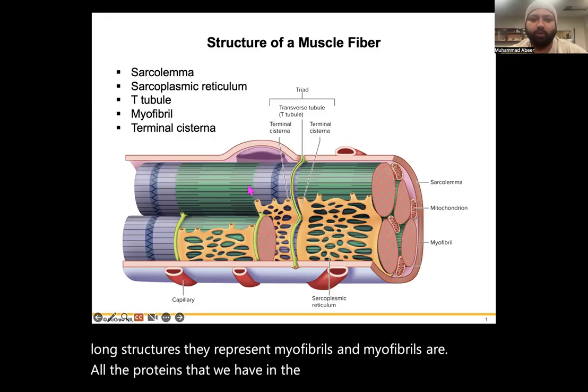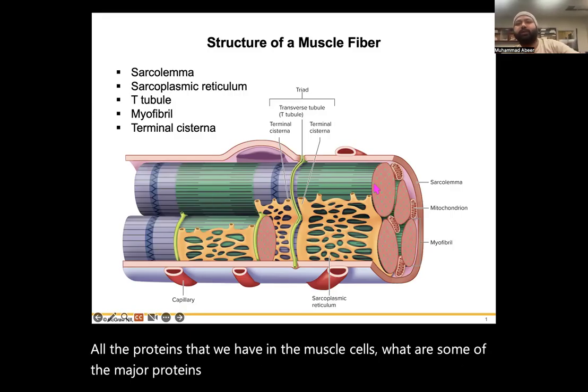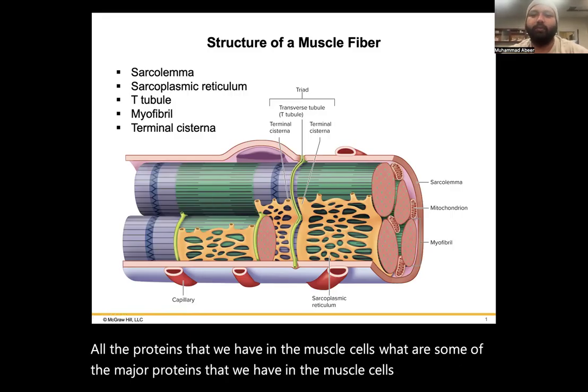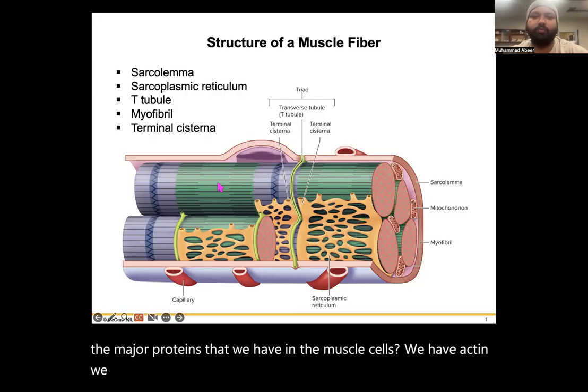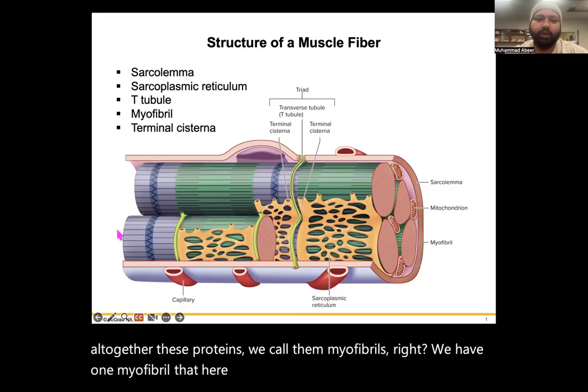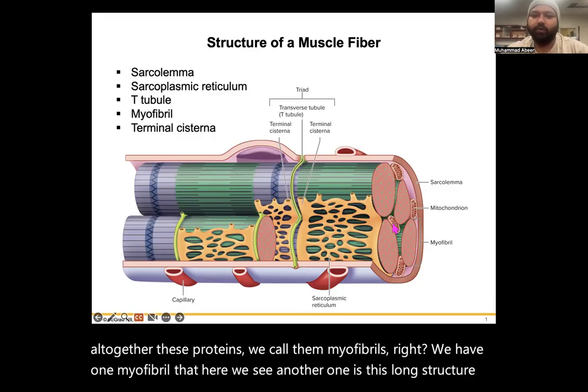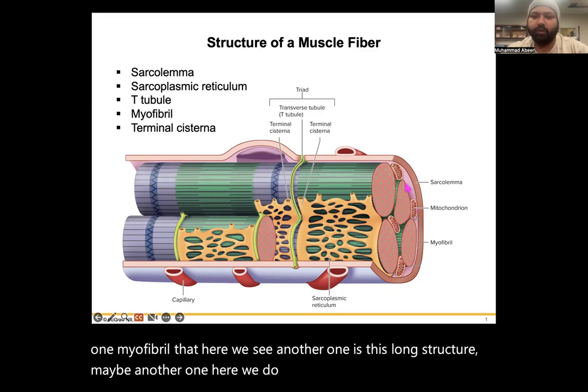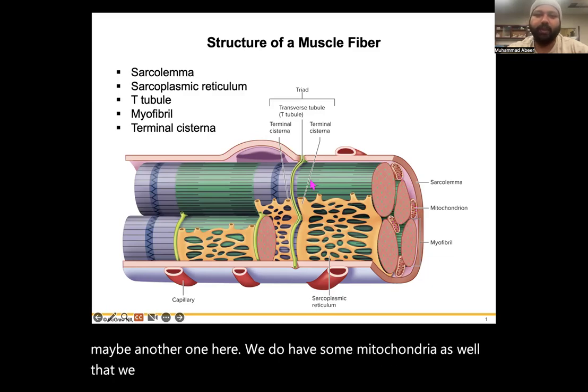What are some of the major proteins that we have in the muscle cells? We have actin, we have myosin, troponin, tropomyosin, and things like that. So altogether, these proteins, we call them myofibrils, right? We have one myofibril that here we see, another one is this long structure, maybe another one here. We do have some mitochondria as well that we see here in this cell, right?